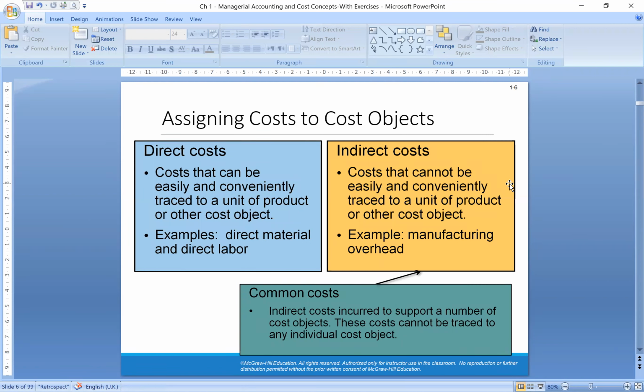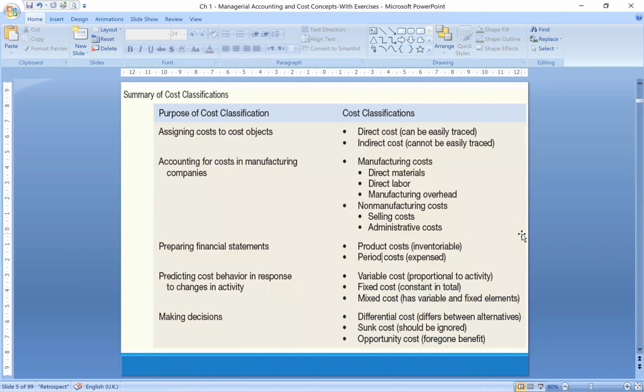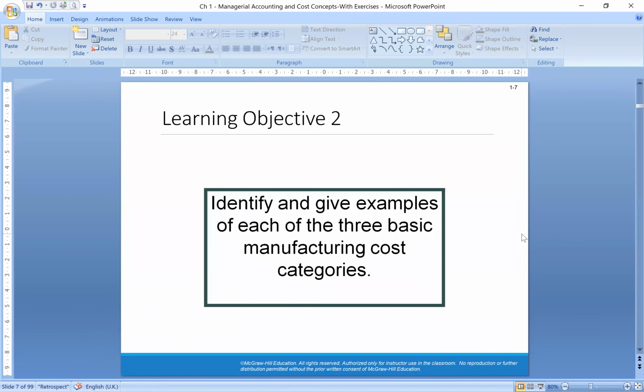Indirect costs are incurred to support a number of cost objects, more than one table. These costs cannot be traced to any individual cost object, and this is an important topic in cost accounting and managerial accounting. So for assigning costs to cost objects, we have direct cost or indirect cost.